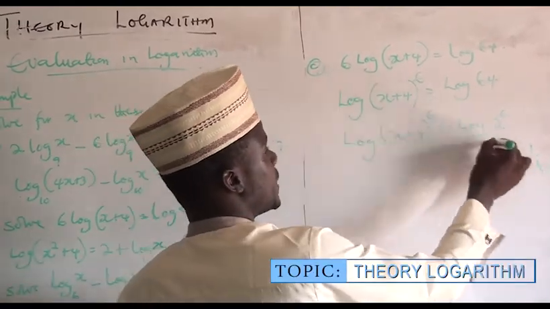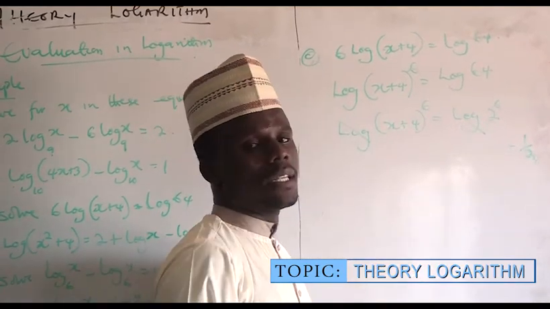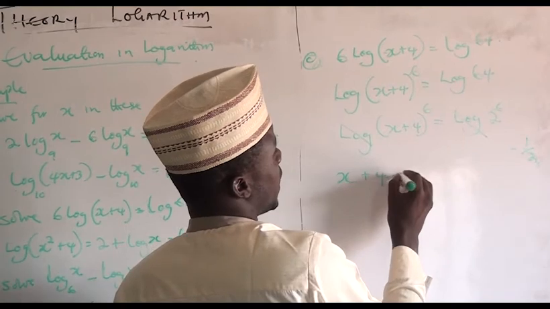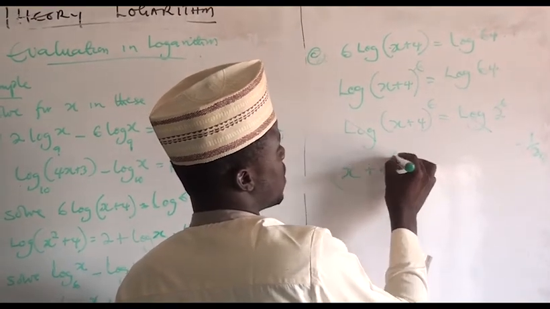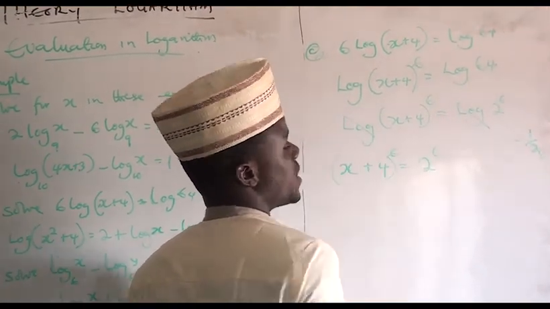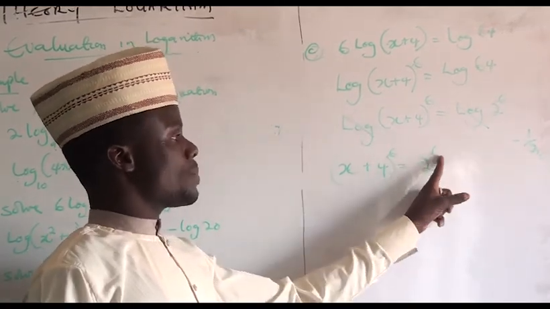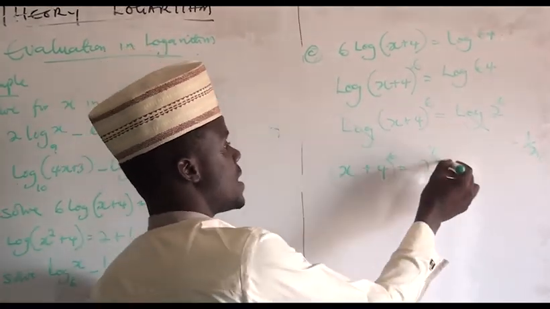So now we can go with the basis of the logs. Here we have x plus 4 to the power of 6 equals 2 to the power of 6. Then we equate the power. Since the power here is 6 and the power here is 6, 6 goes with 6.